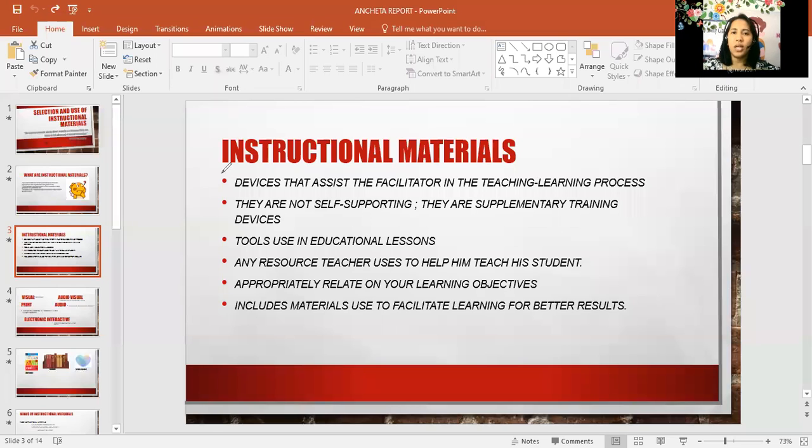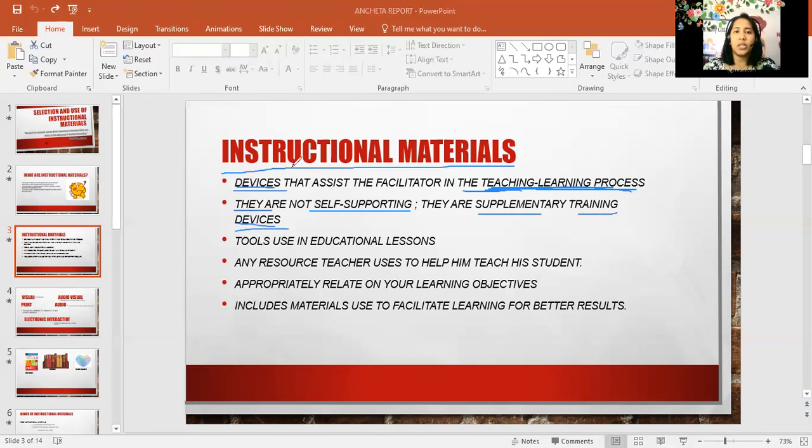Okay, so instructional materials are things or devices that assist the facilitator in the teaching learning process. When we say devices, these are things that teachers or educators use in the teaching learning process to make the teaching very engaging. They are not self-supporting. They are supplementary training devices.